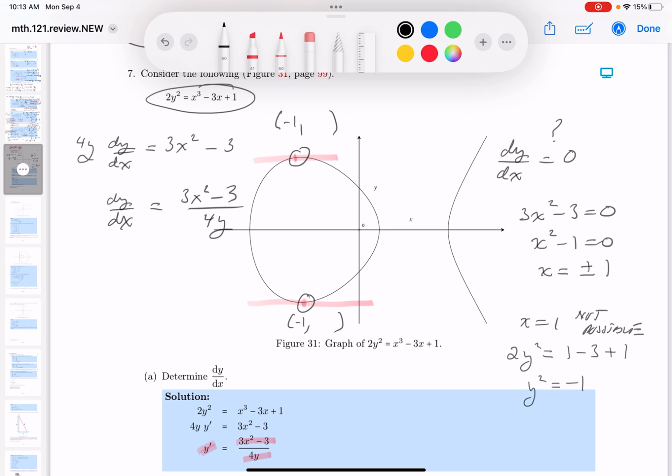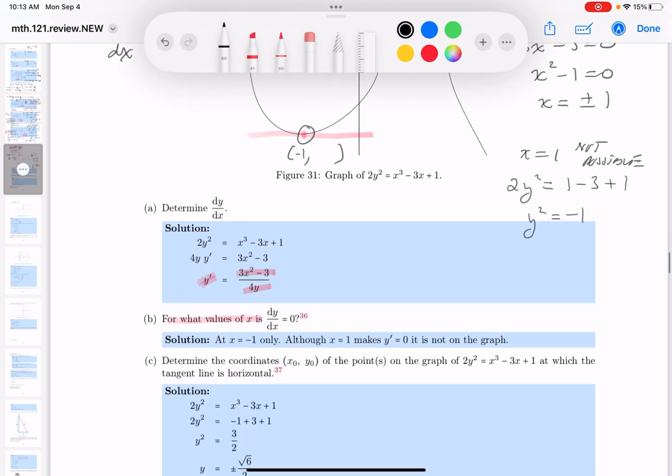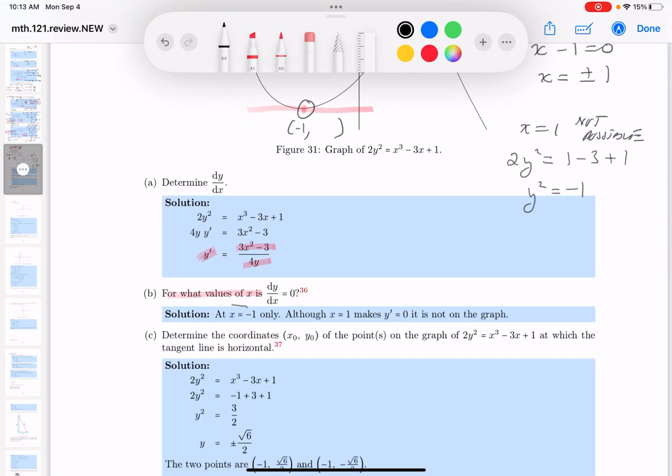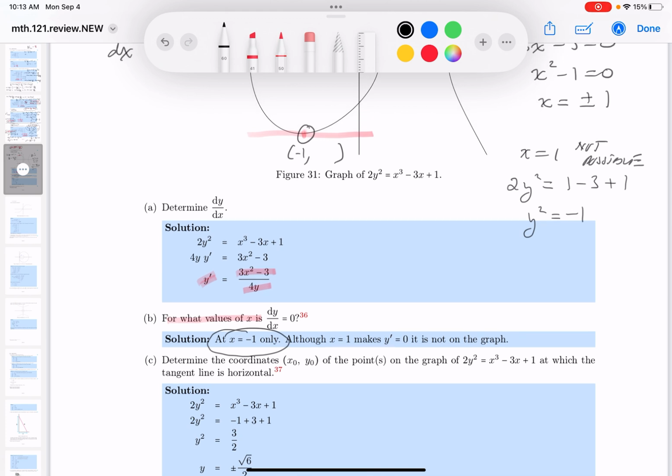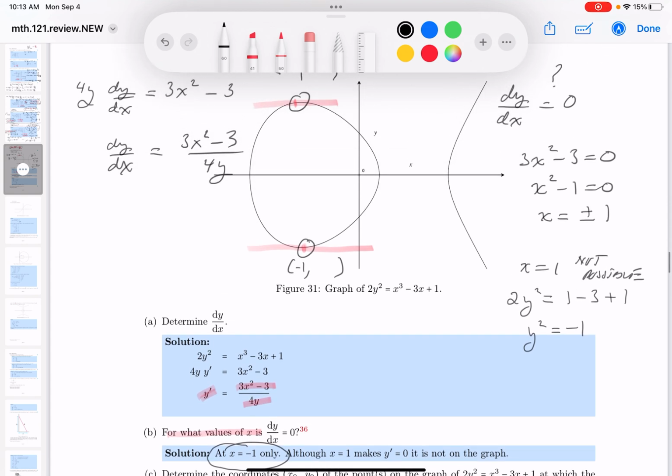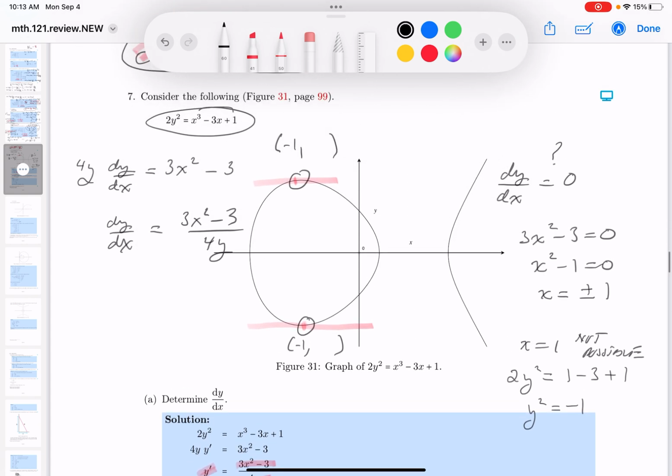So I'm going to say for part B, there's only one value of x that produces it, and it's at minus 1. All right? Now, again, we do want to recommend you read through that. It's not on the graph. All right, let's keep going. What's the next thing? Determine the coordinates on the graph at which there is a tangent line that's horizontal. Oh, let's do that. And I think I can do that. And how do I do that? I got to plug it in.